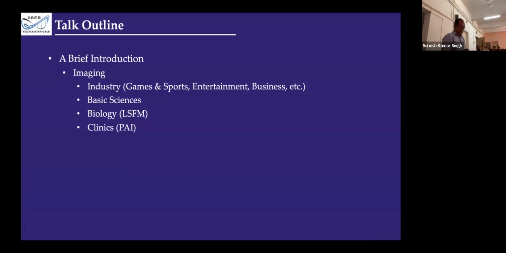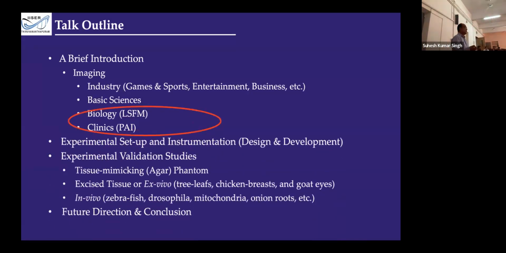As I outlined, I will start off with a brief introduction about imaging, and its very diversified applications: industry, basic science, clinic, and so on. In this talk, I will be focusing on biological applications, more specifically light sheet microscopy, and then photoacoustic microscopy for clinical applications. I will try to convey the entire experimental setup and the instrumentation, with a brief idea from the lab visit, and then the validation study in tissue mimicking agar phantoms, and then in an alive sample. And then I would like to convey the future direction where we can go ahead.